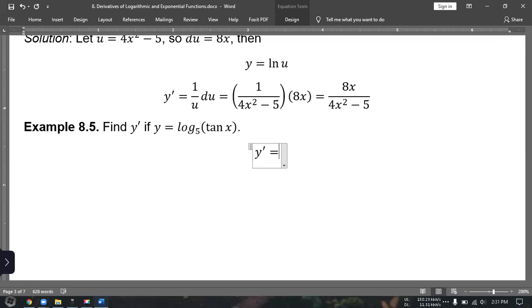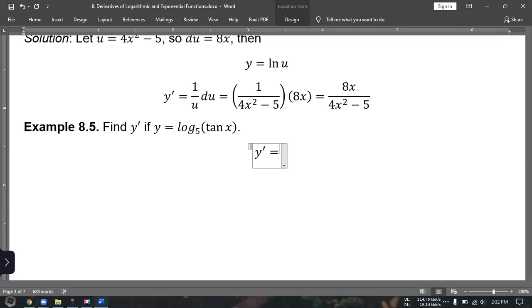Okay. So, bakit po sinabi yung 1? Kasi secant square x times 1 dapat siya, di ba? We have secant square u du. Our du is 1. So, meaning, the derivative of tangent x is simply secant square x. So, gamitin natin yun.